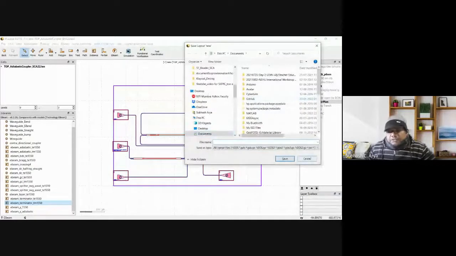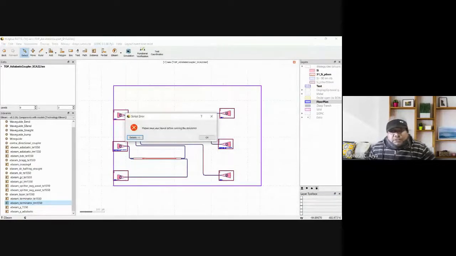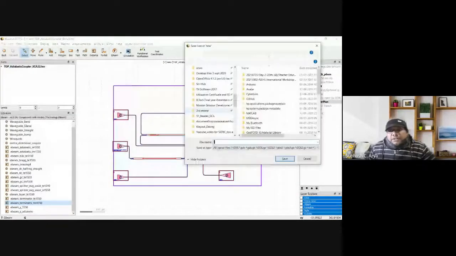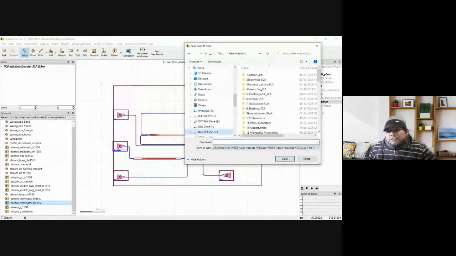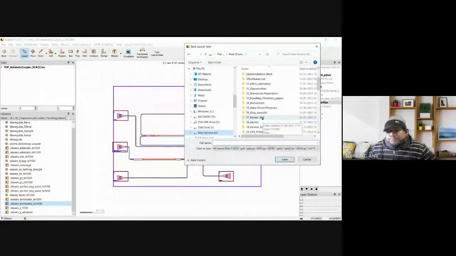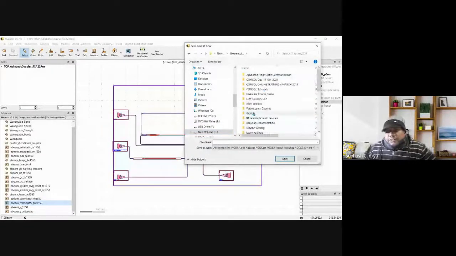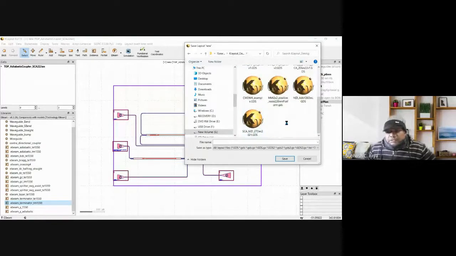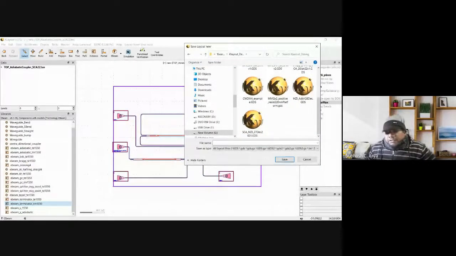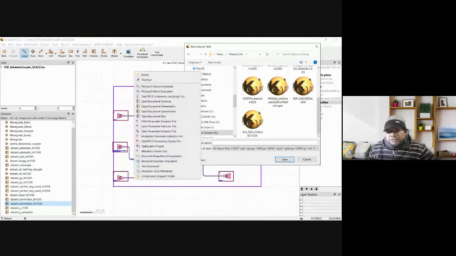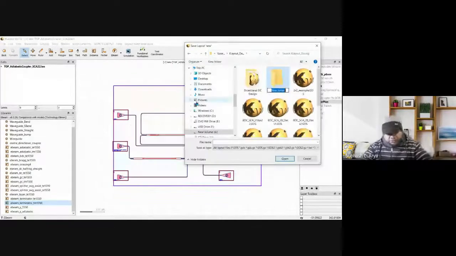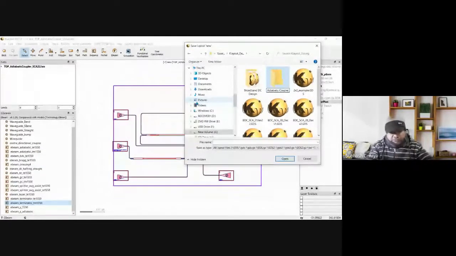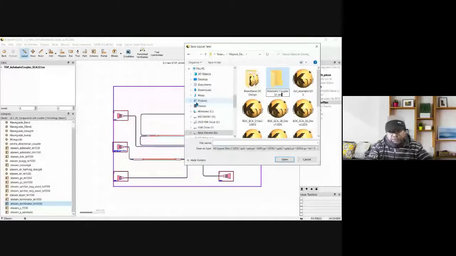Okay, before that we have to save it. Simulation. Save as this file. I'm saving in this KLayout designs. This will be your adiabatic 3 dB coupler. So in the folder I will put here adiabatic coupler 22 Jan 2022.